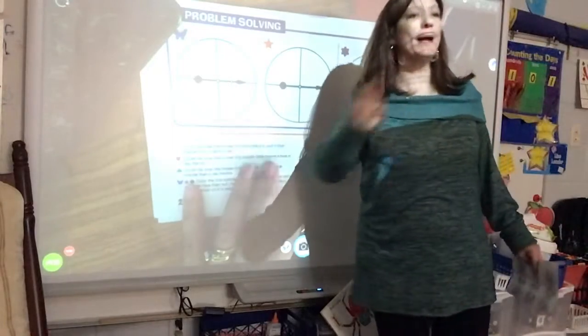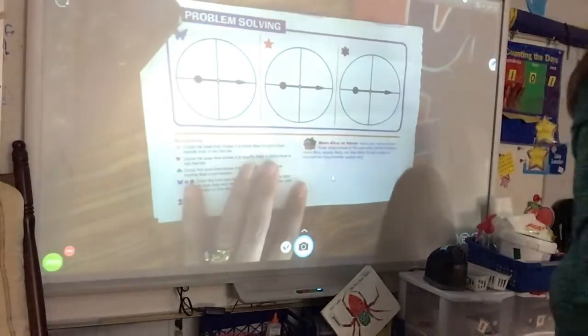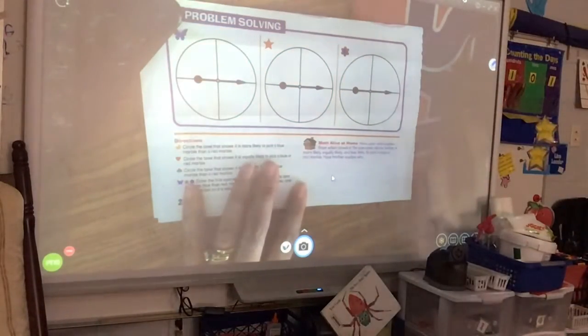You see the flutter? You have your red. Listen. You got your red and your blue? Yes. All right. I want you to color this spinner, but listen, you have to do it like I say. I want you to color the spinner that shows it is more likely to land on blue. More likely to land on blue.